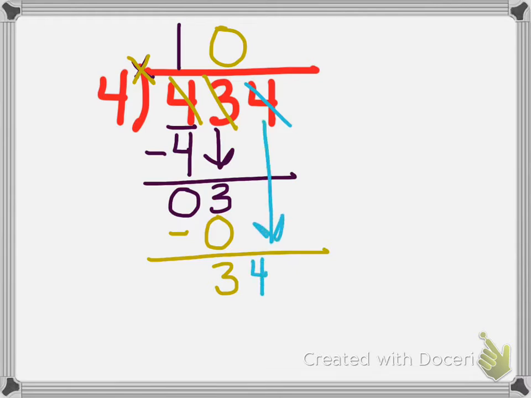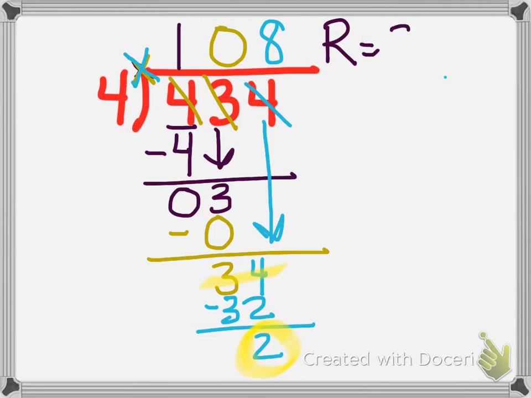My new quotient is 34. I'm going to count by 4s to 34. 4, 8, 12, 16, 20, 24, 28, 32. I just counted 8 4s. 8 times 4 equals 32. 34 minus 32 equals 2. I'm going to check. Do I have anything left to bring down? I do not, so this 2 becomes my remainder. The quotient is 108. The remainder is 2.